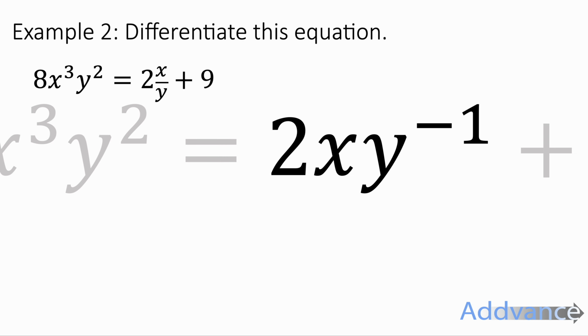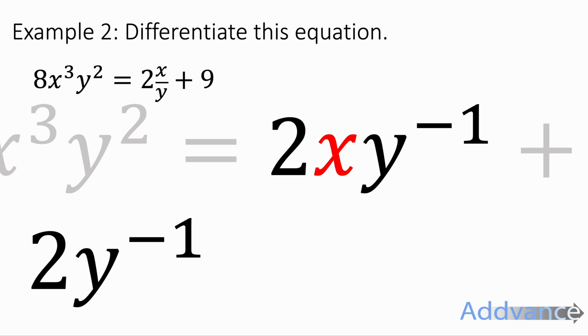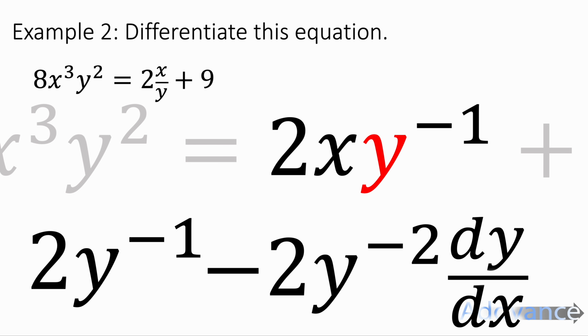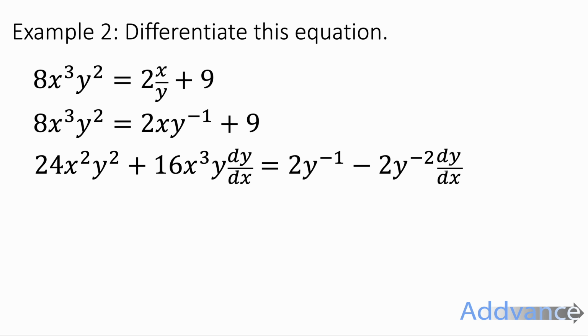Next term, we've got 2x y to the power minus 1. So the 2x, because it's x to the power 1, just the x disappears, and it's 2y to the power minus 1. And then the y to the power minus 1, the power comes down, and it's minus 2y to the power minus 2 dy over dx. Again, we've multiplied by dy over dx there because we were differentiating with respect to y there. And then the plus 9 disappears.